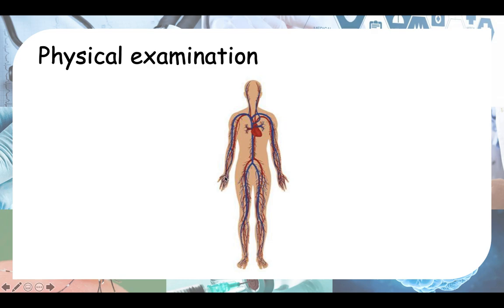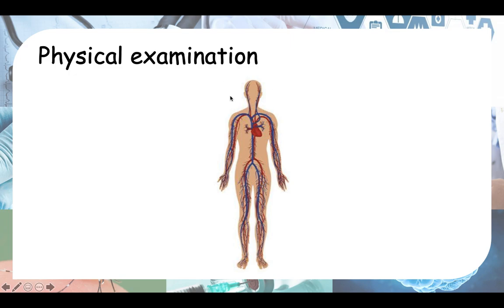Measure the pulse rate, rhythm, and volume. Check for collapsing pulse. Check for radial delay. Check for radio-femoral delay. Check the brachial pulses. Check the blood pressure. And then check the JVP. Feel for the carotid pulses.